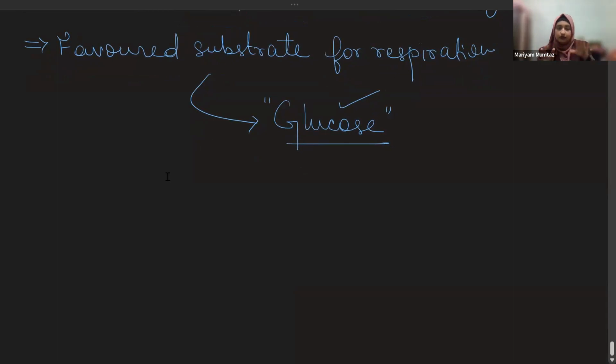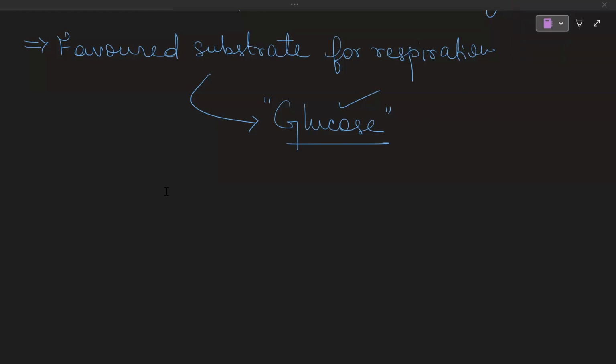So for this very reason, since glucose is the favored substrate, what about the other carbohydrates? All those other carbohydrates will be converted into glucose only. They will be converted into the glucose molecule, and only then will it be used for respiration.